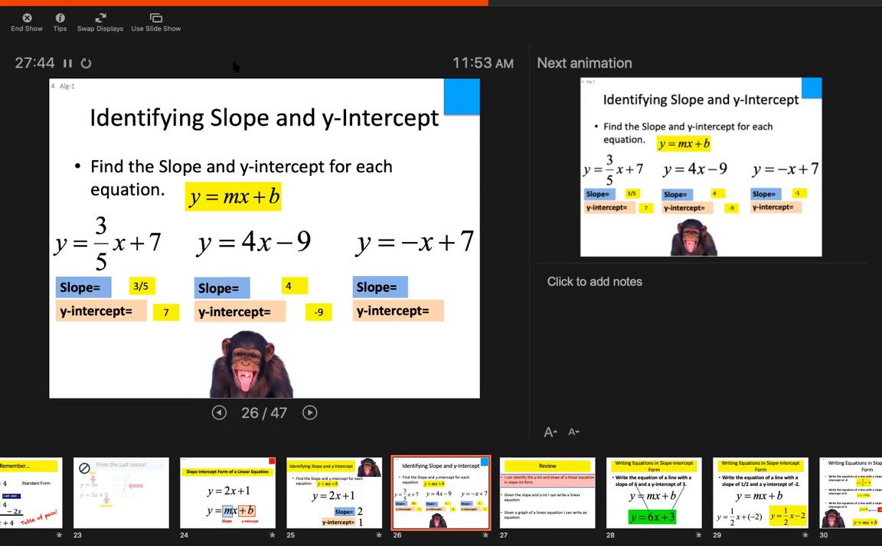Porter. What's the slope and y-intercept? I was hoping to fool Porter. I couldn't.